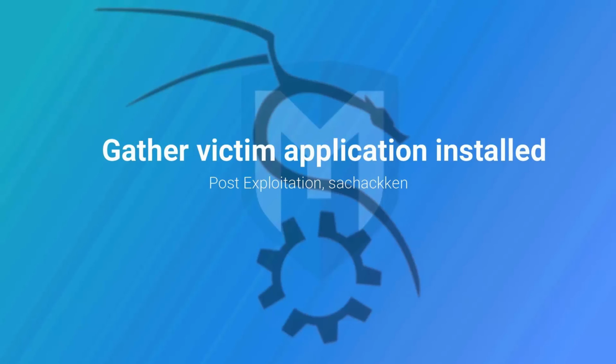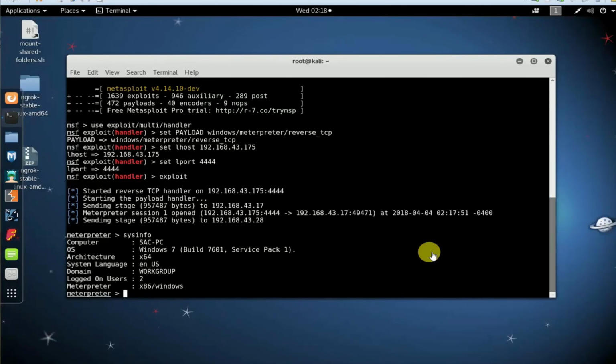In this video, you are going to learn how to gather the applications installed on the victim PC. When you are trying to exploit the victim PC, you will be eagerly waiting to see which type of applications have been installed on it. So by using one of the modules present in Metasploit, we are going to gather the applications installed on the victim PC. Let's begin.